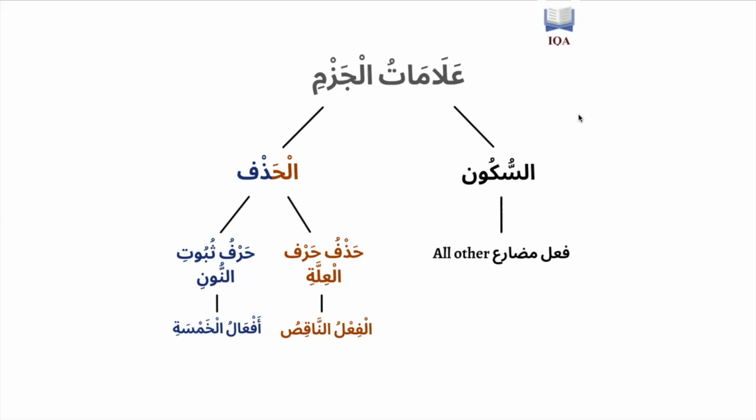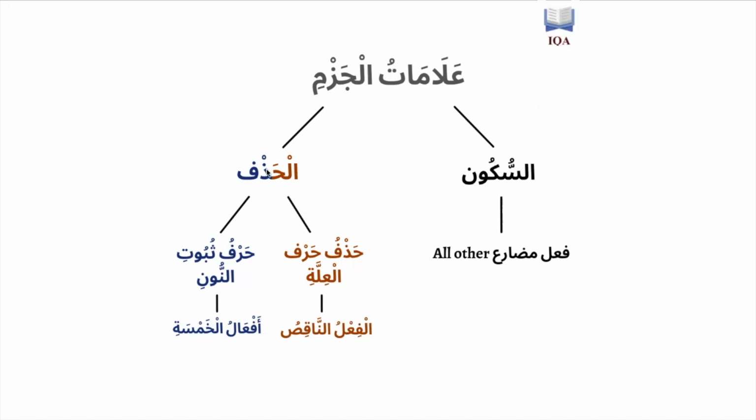Yadhabu is marfu', it has a dhamma at the end. But if I add an active element like lam before it, as we covered, lam makes the verb that comes after it majzumun, so it's going to become lam yadhhab with a sukoon. So that is what al-jazm is. And al-jazm, its original sign is as-sukoon. So alamat al-jazm, the signs of al-jazm, the original sign is the sukoon.